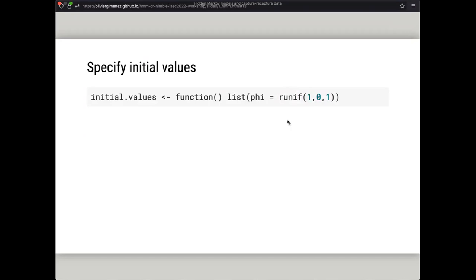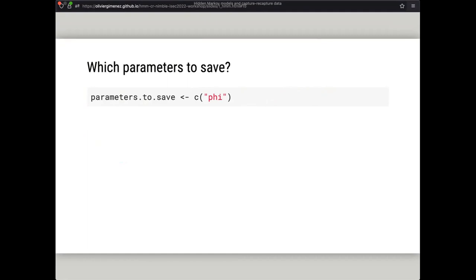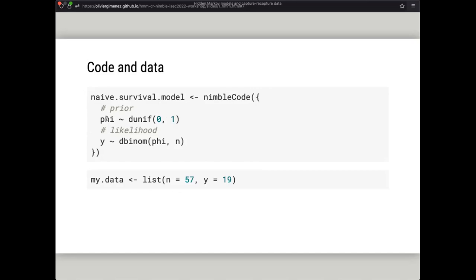Okay, we can use this function to see what it generates, a value 0.56, right? That's fine. And then we need to define which parameters we'd like to save, like in WinBUGS or JAGS or other software. We're going to call that parameters to save and assign this vector with phi. Okay. And of course, the phi should be the one you have in your model, let me go back. That's the phi you have in your model, okay? The two should coincide, okay?